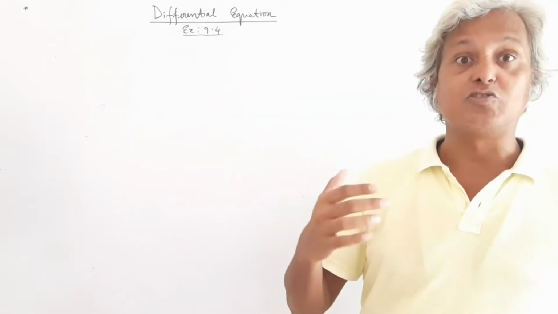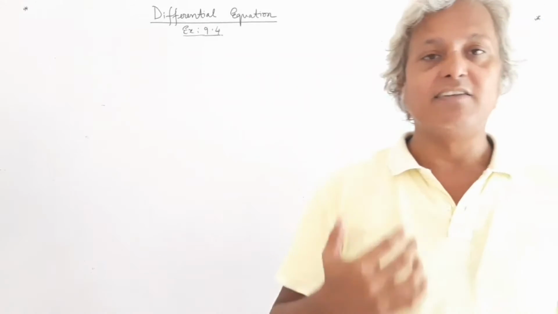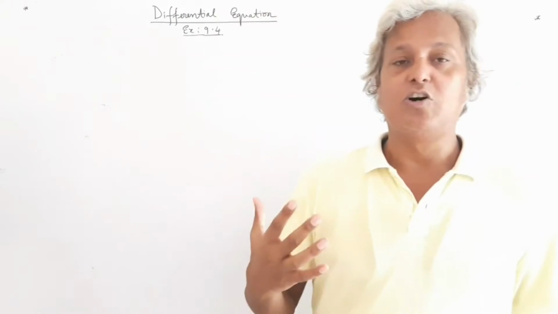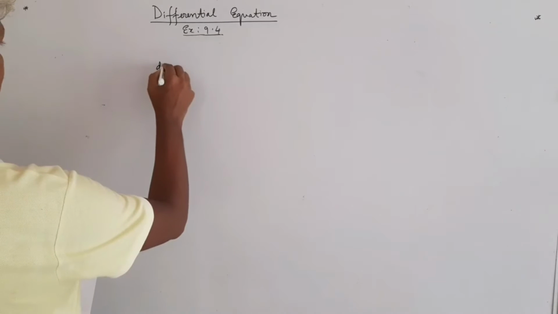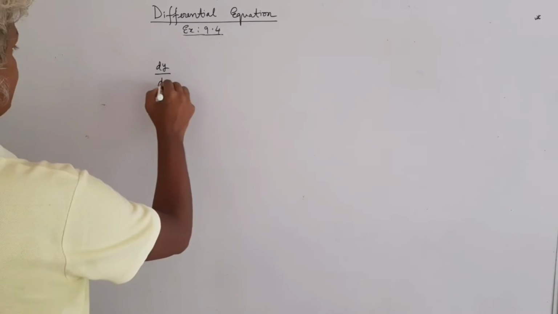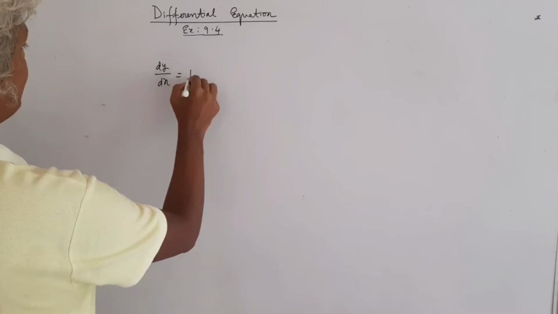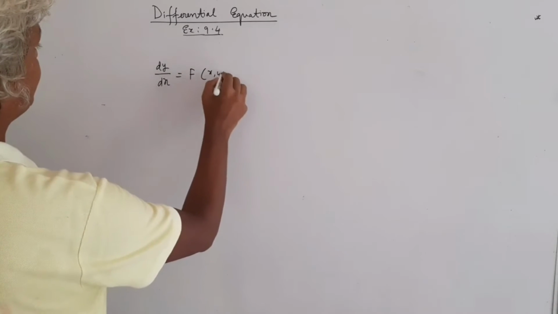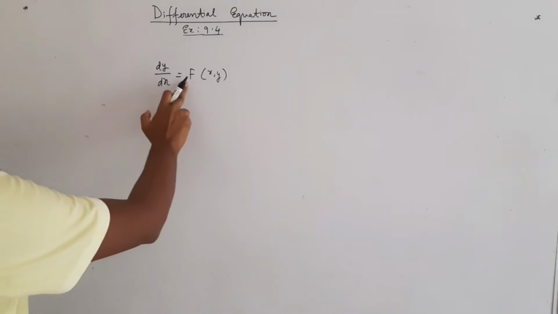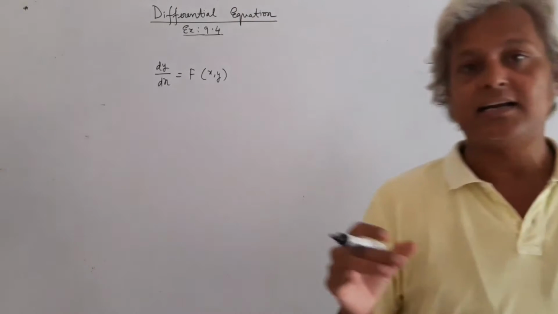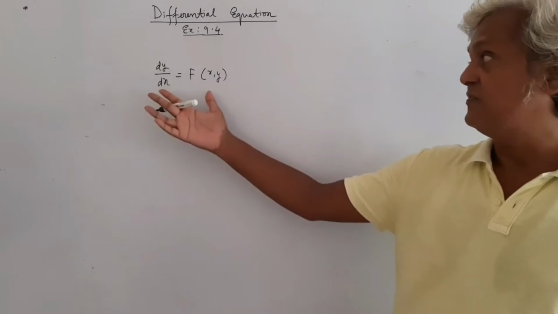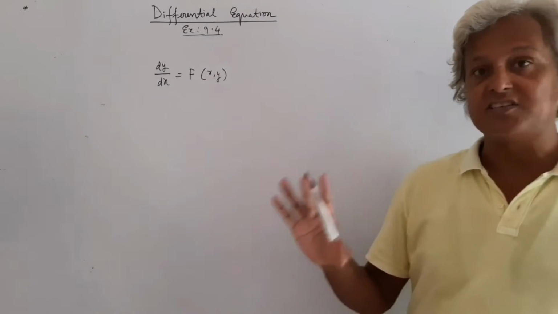Now in this video we are going to solve differential equations, and we will be using the first method, called the method of separation of variables. Suppose you have the equation dy by dx, which is a differential equation, where dy by dx is a function of x and y. Both these variables, x and y, are independent variables, and this is a first order, first degree equation.